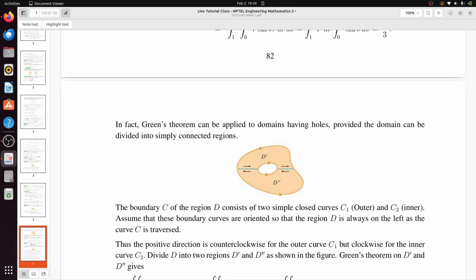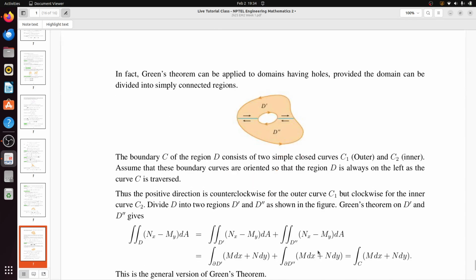So in fact Green's theorem you can apply also to domains having holes, provided the domains can be divided into simply connected regions. तो आप इस पे क्या करोगे? First you will apply Green's theorem in this section, then you apply Green's theorem in this section. So you need to just break it into two parts, and then you can also apply Green's theorem. Just read it.